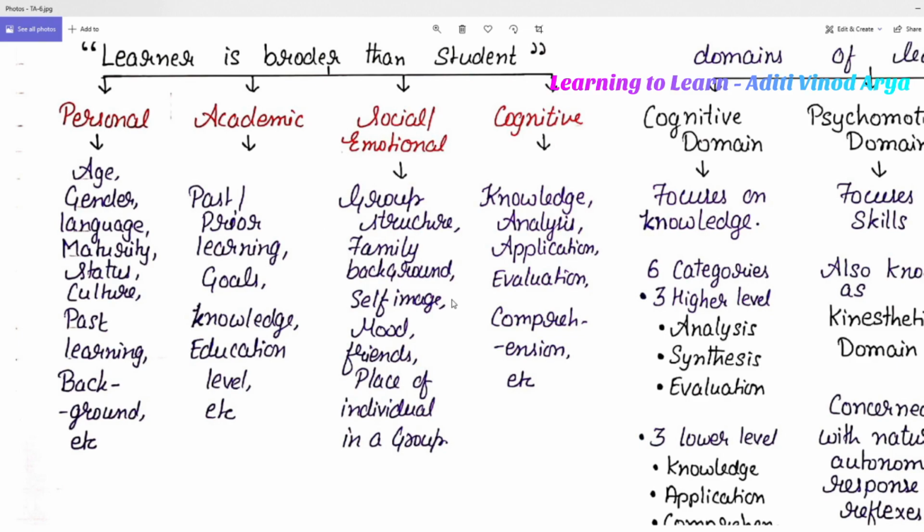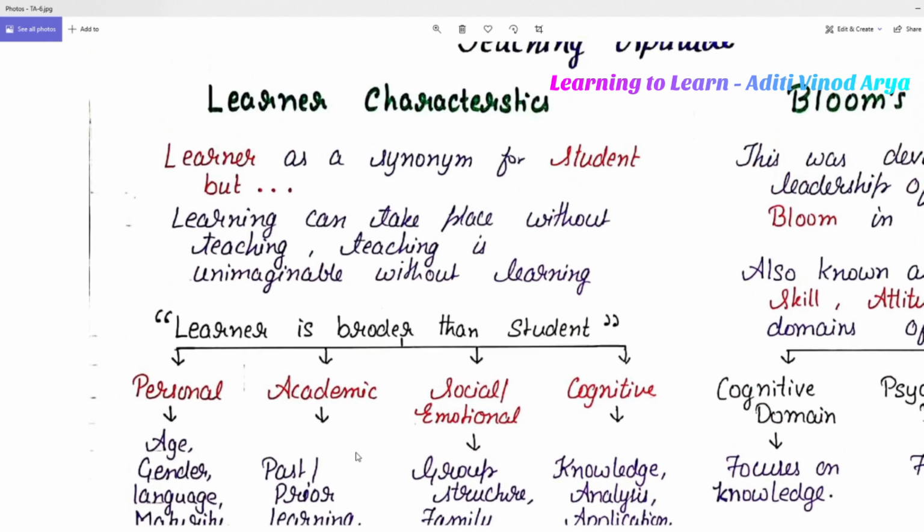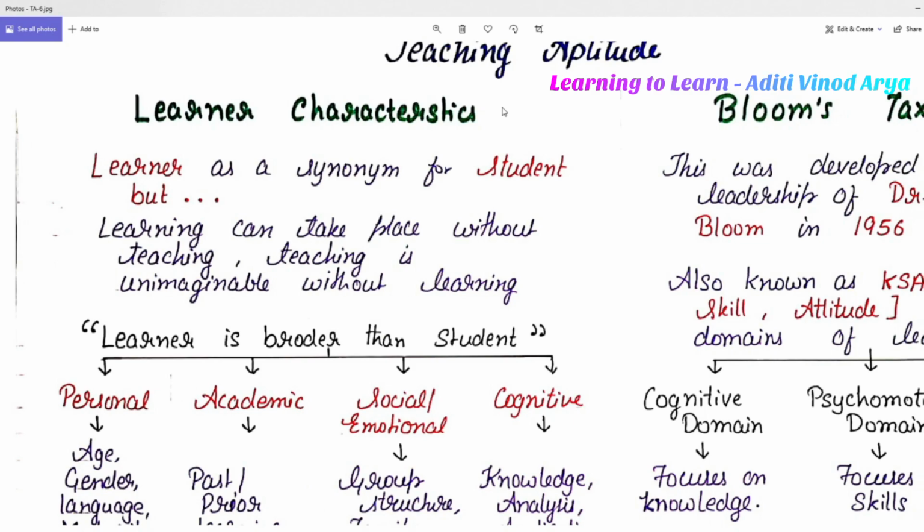So this also affects the learning of the student. So these four were the basic learning characteristics which every learner needs to have, that is certain kinds of personal, academic, social, emotional and cognitive characteristics.